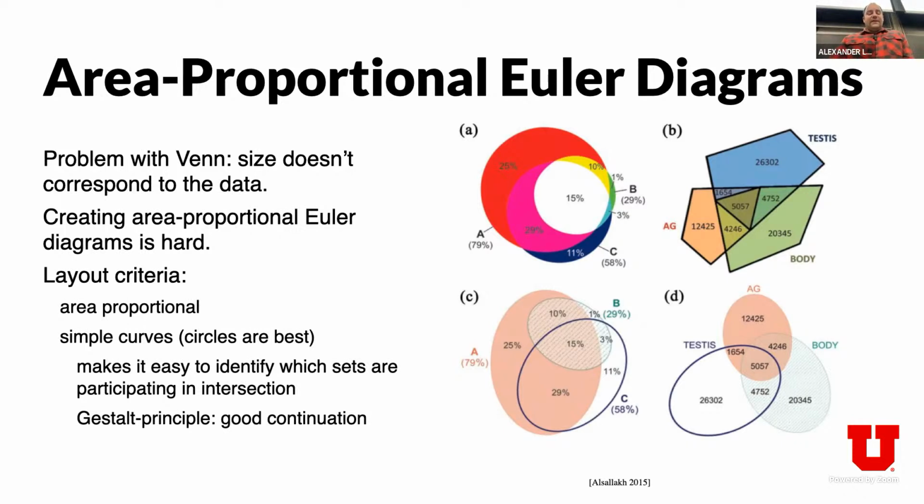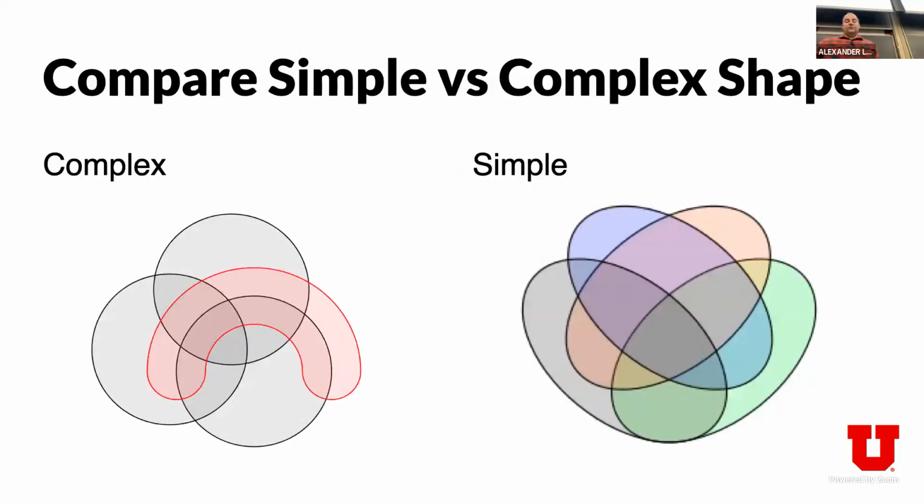And so you have these layout criteria: it's supposed to be area proportional. You want to have simple curves, at least convex curves. Circles are best. And that makes it easy to identify which sets are in an intersection. And it also has the Gestalt principle of good continuation, right? So here, for example, we don't actually know which triangle is which exactly. But yeah, there are a few techniques out there that can do this for 3 or 4 sets, but they also are heuristics. They don't usually actually calculate a true solution.